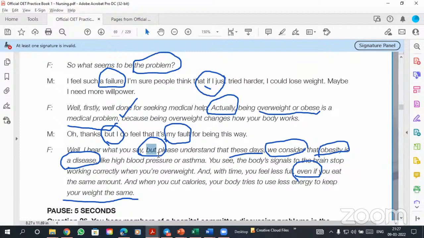"This is my fault." So, contradicting the other's opinion. Then he is also contradicting the other's opinion. That means it is not your fault. It is a disease. You cannot control it. You are saying that you can control, but you cannot control.